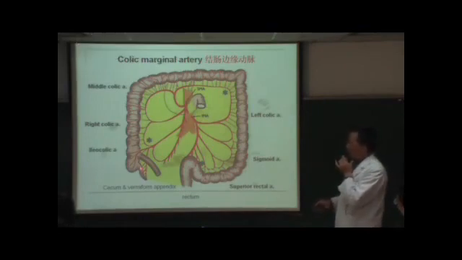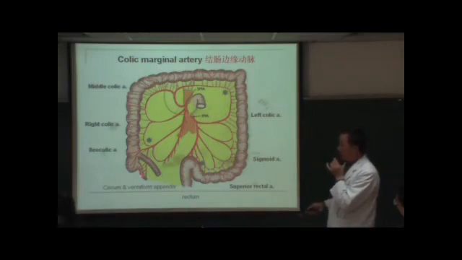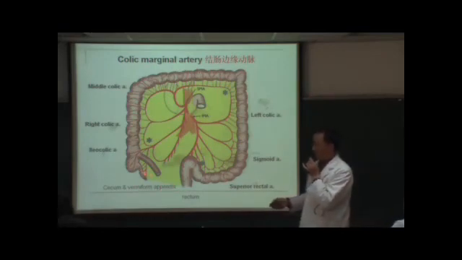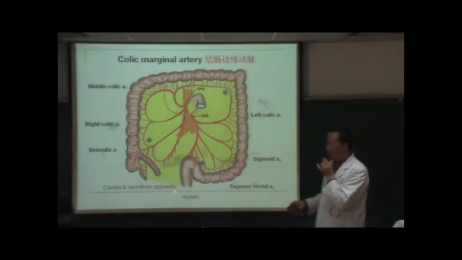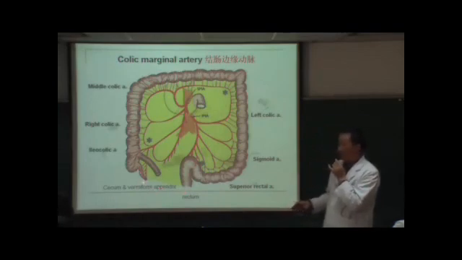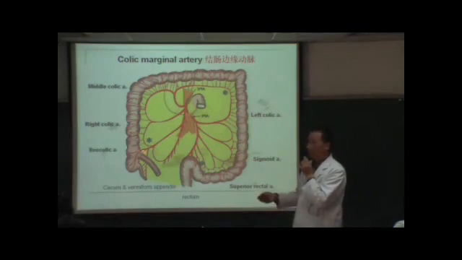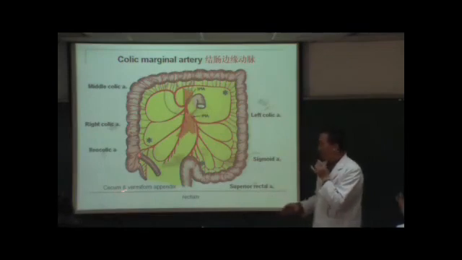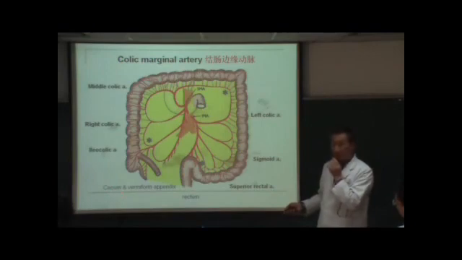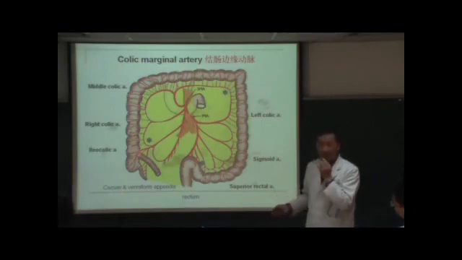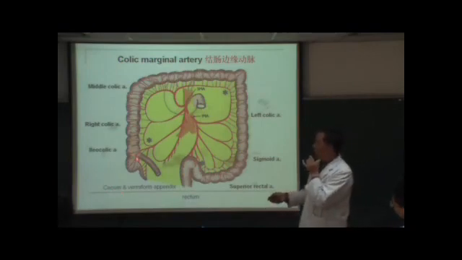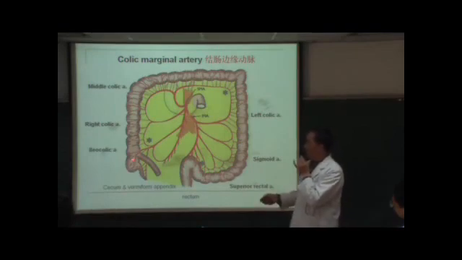What is this structure? This is a wormiform appendix. Read it. Wormiform appendix. 阑尾. And this part of the colon is cecum. Cecum. What is cecum? Yes.